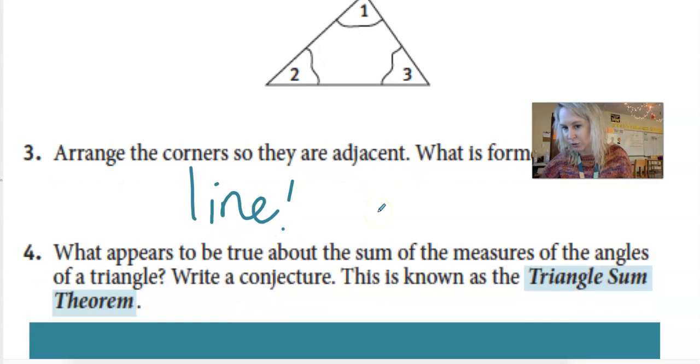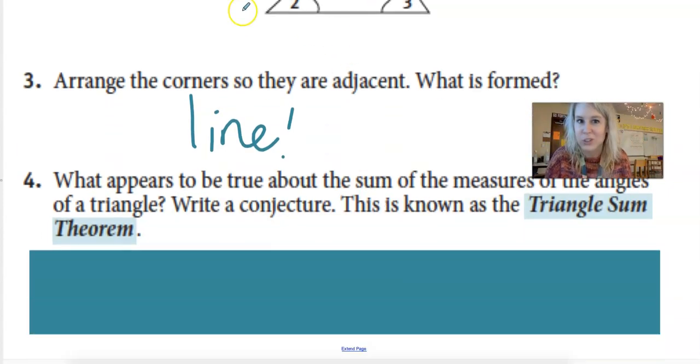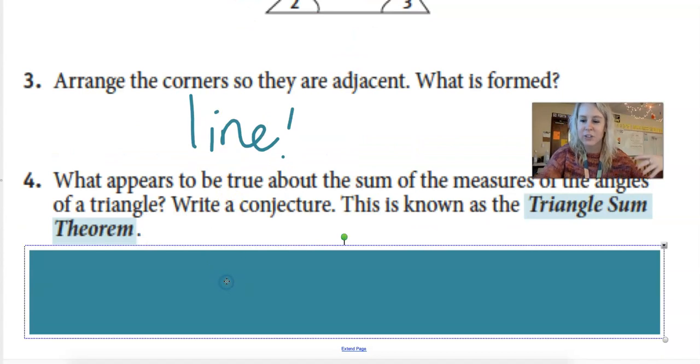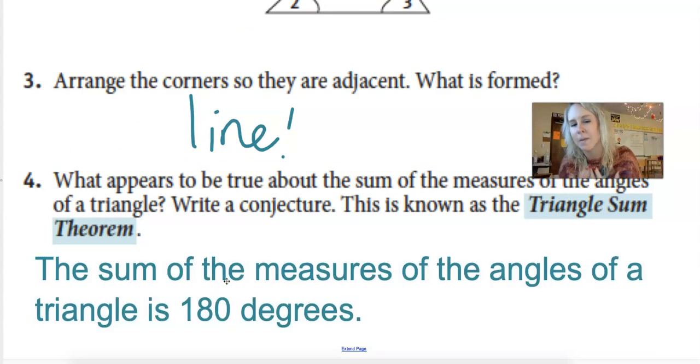What appears to be true about the sum? Again, we know a line is 180 degrees. If I put all the angles together, aka added them up, I get a line, which is 180 degrees. So the triangle sum theorem is the sum of the measures of the angles of a triangle is 180 degrees. So if you add a triangle up, you will equal 180 degrees. Hopefully, you remember that from middle school. If not, you prove why. All right, so let's move on.